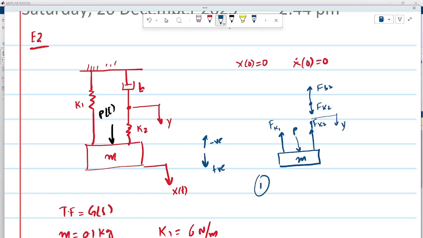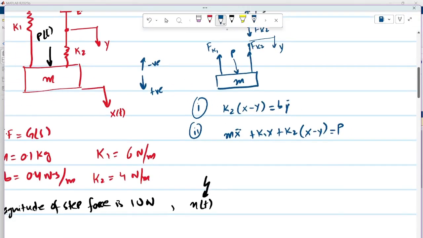So we can write the first equation as k2 (x minus y) equals b2 y dot, that's the first derivative of y. Our other equation will be m x double dot plus k1 x. I'm just simplifying it directly. You can write it as negative and then take it to the other side and turn it positive, plus k2 (x minus y), that whole thing equals P, that's the step force.